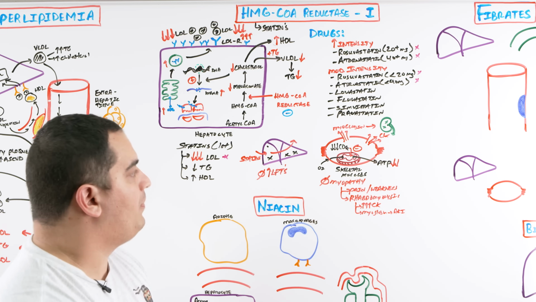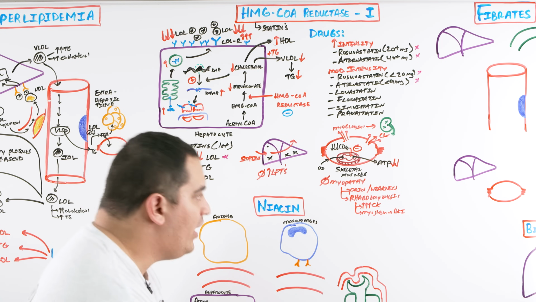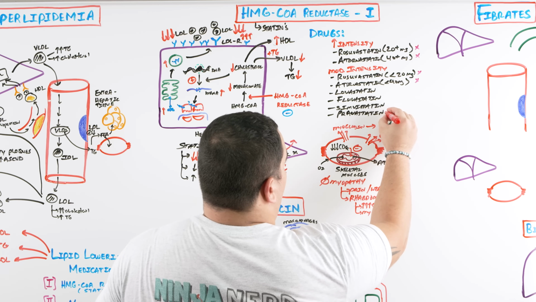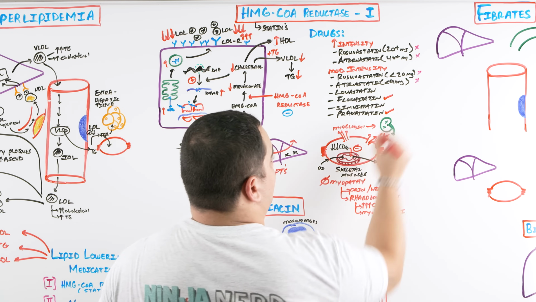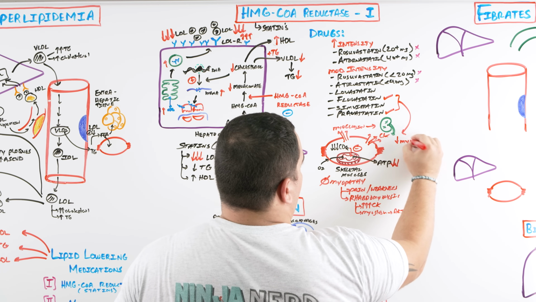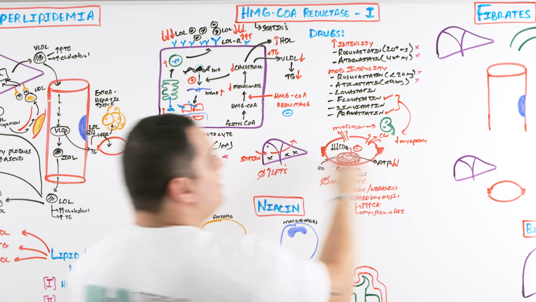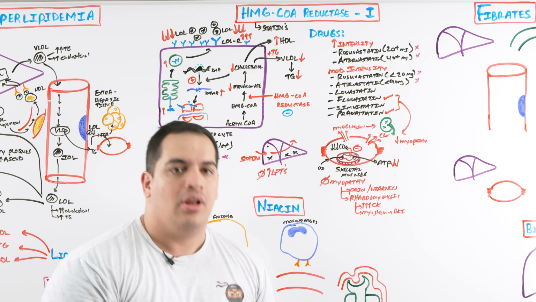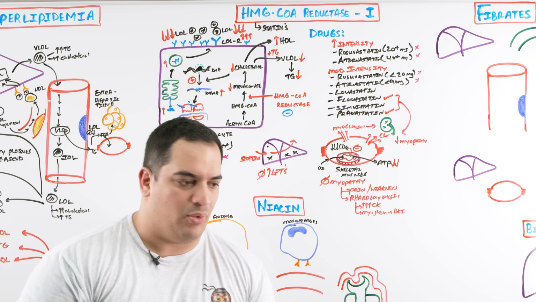So be careful. The ones that have less risk of rhabdomyolysis or myopathy are going to be pravastatin and fluvastatin. So these ones have less of the myopathy risk. So if a patient starts developing problems, consider switching them over to fluvastatin or pravastatin, because those have less of a myopathy risk.